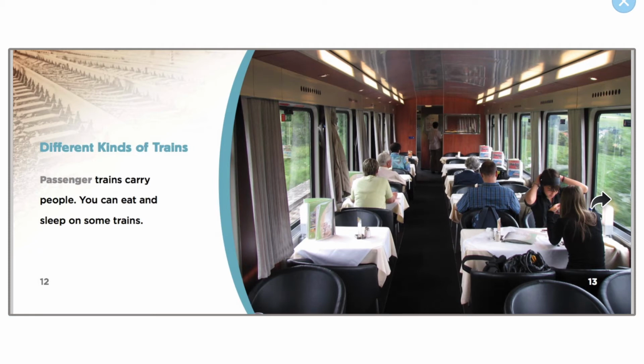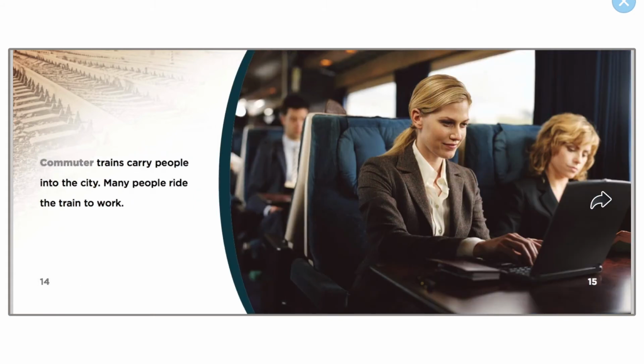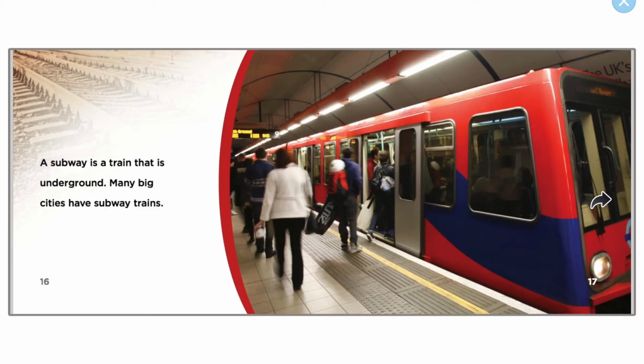Different kinds of trains. Passenger trains carry people. You can eat and sleep on some trains. So here, this looks like a restaurant car where there are people eating. Commuter trains carry people into the cities. Many people ride the train to work. So these trains might come from outside of a big city and go into a city for people to work.